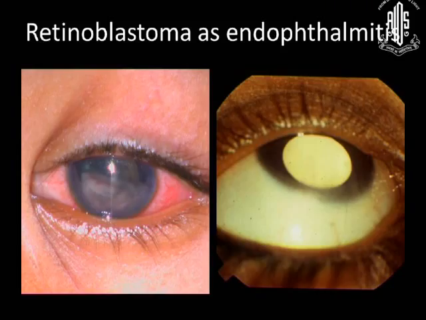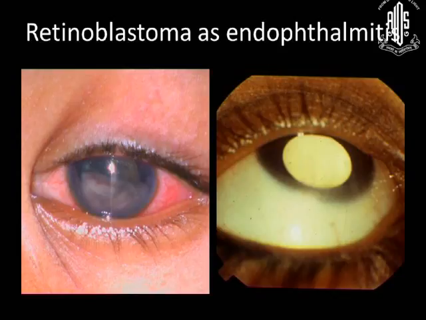So retinoblastoma can also mimic endophthalmitis. This again can be disastrous if we don't image these patients and take them up for vitrectomy. Most often what happens is there is a trivial trauma. The child fell or a classmate hit the child, and that is when the attention is drawn to the eye. The parents see the eye and find something is wrong with it. That is how they present.